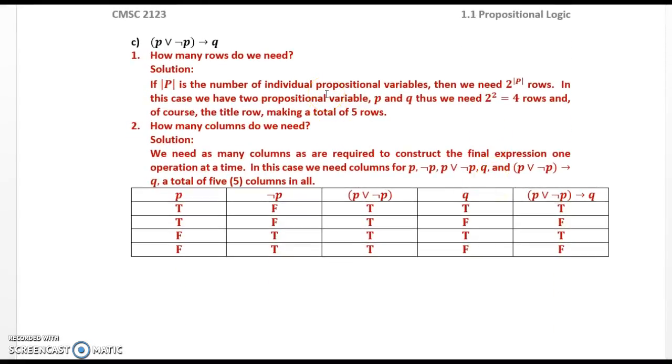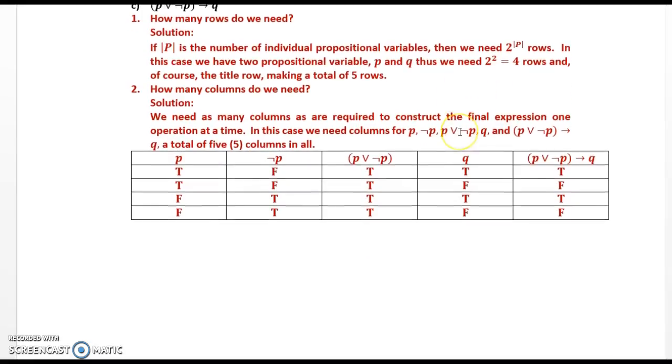C, P or not P implies Q. How many rows do we need? Solution. If |P| is the number of individual propositions, then we need 2 to the power |P| rows. In this case, there are 2 propositional variables, P and Q, and we need 2 to the power 2, or 4 rows, and of course the title row, making a total of 5 rows.